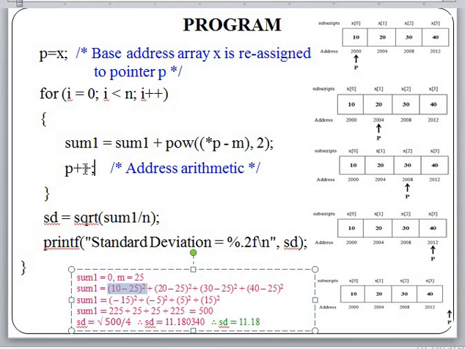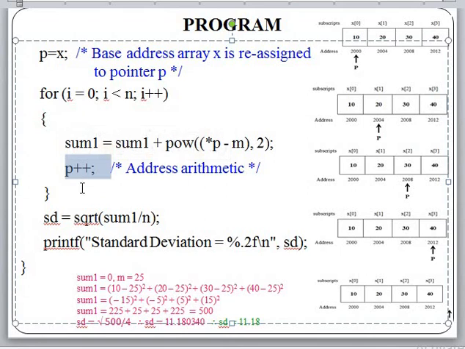So then what happens? p plus plus. p plus plus means p equals p plus 4, like what I said in the earlier explanation. Pointer p is pointing to a value of type float. It consumes 4 bytes. That's why 4 is added to 2000 to get the next address, that is 2004. So p equals p plus 4 is nothing but p equals 2000 plus 4. It is 2004. Now currently the pointer is pointing to 2004.